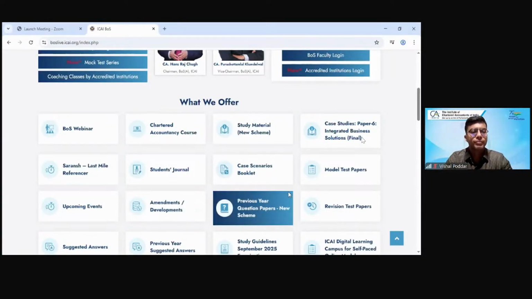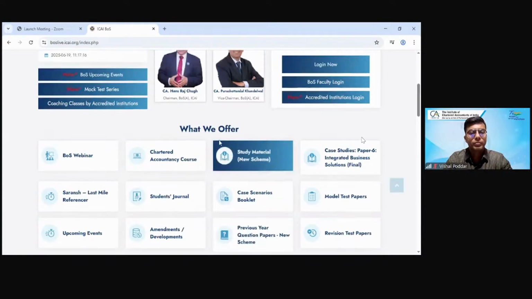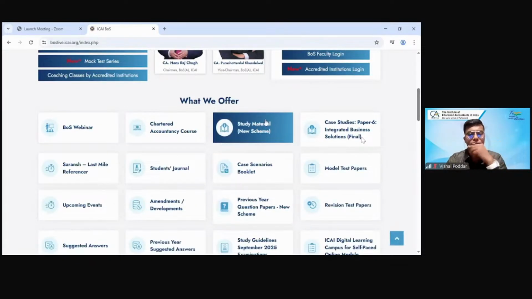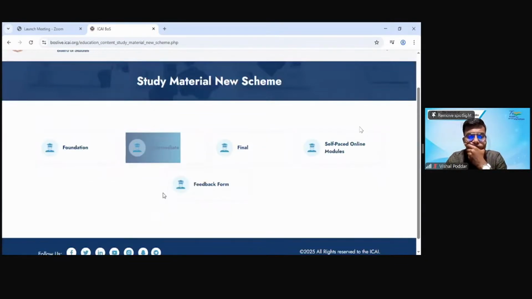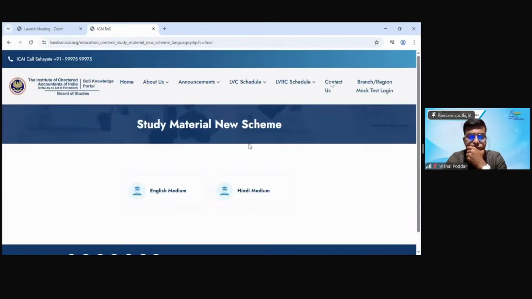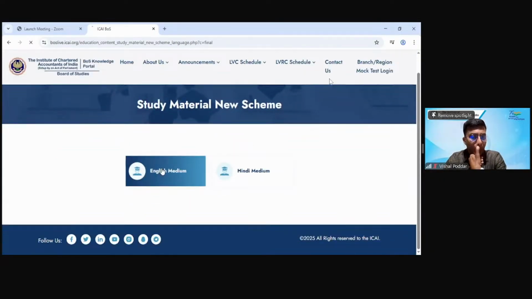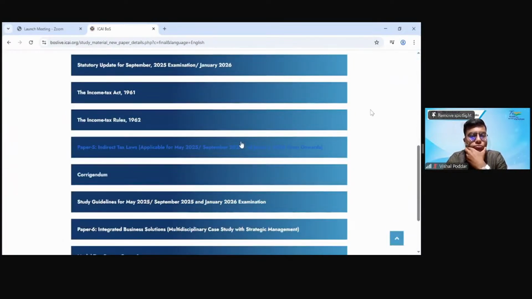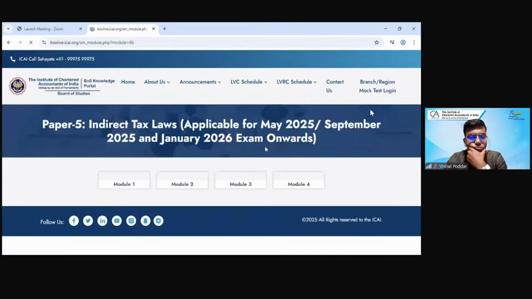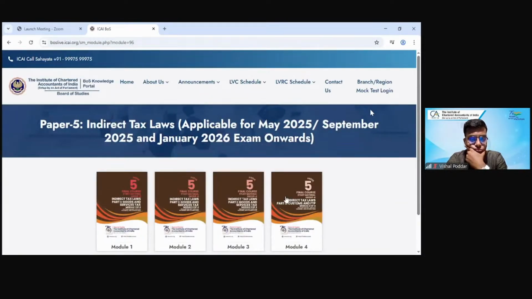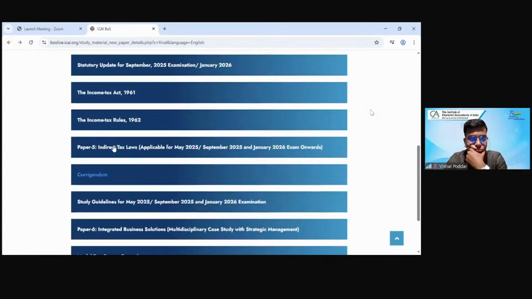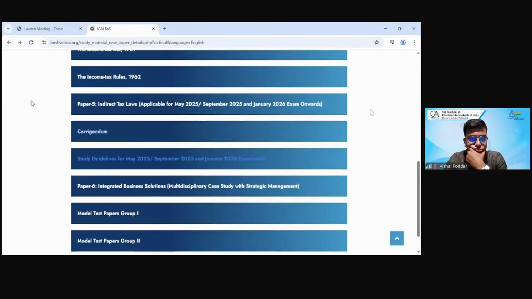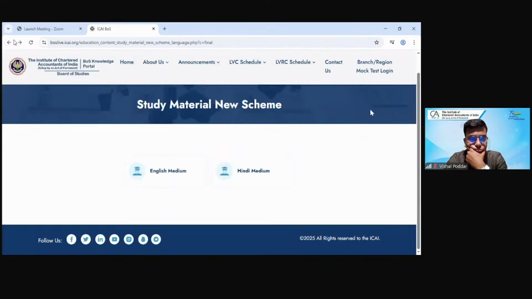Visible, ma'am. Okay. So on the BOS Knowledge Portal, study material is there. The November 2024 edition of the study material is relevant for the September 2025 examination. In fact, for January 2026 also, this is the same edition which would be applicable. Apart from that, as mentioned here, the May 25, September 25 and January 26 study material is relevant, which you have to refer along with the statutory update, which is hosted on the website in the section amendments.